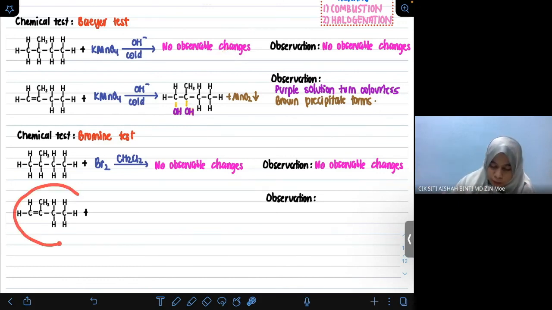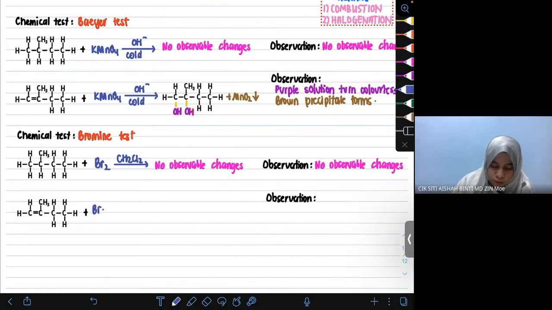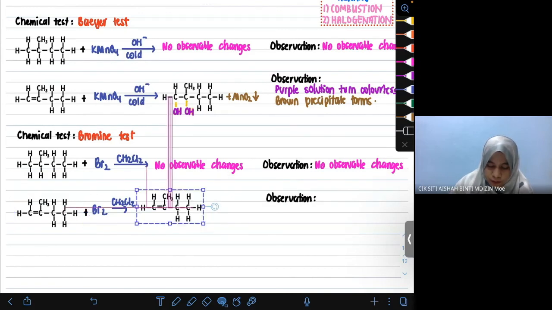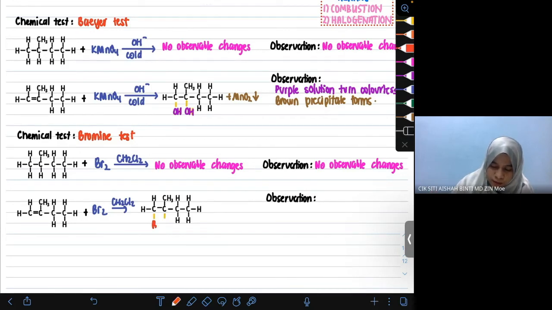Okay, next for our alkene. Again, we're going to react it with our bromine and CH2Cl2. So what happens here is that we will react this alkene. What we're going to do is remove the double bond. We're going to add both of our bromine. So add bromine here, bromine here. Okay. So this is actually the equation.